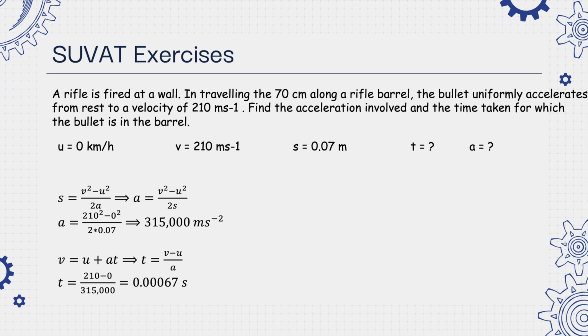Then to calculate the time, we can use another formula. So time equals v minus u divided by a. So time is 210 minus 0 divided by the acceleration, which equals 0.00067 seconds. Also here, the time is really small. Does it make sense? It does. The velocity is really high, the acceleration is really high, and it's a bullet.